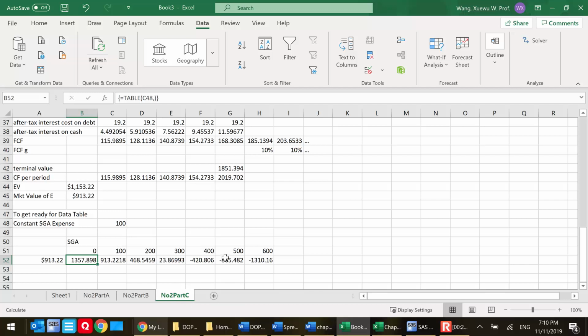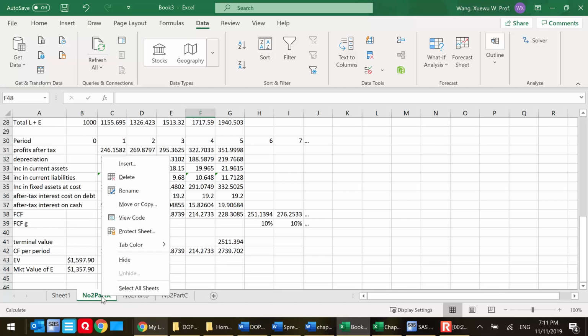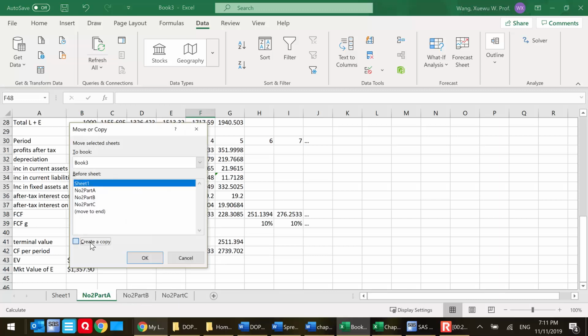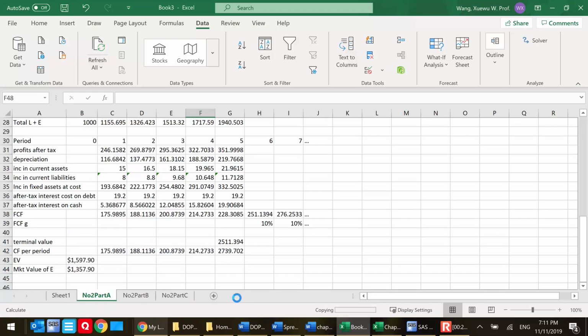Let's look at part D. This is saying, get back to part A and suppose the fixed assets at cost follow the following step function. Now you want to incorporate this function into the model and solve for the market value of equity. Now this is really confusing. So I'm going to go back to part A and make a copy, and I'm going to move it to the end. So this is now part D.